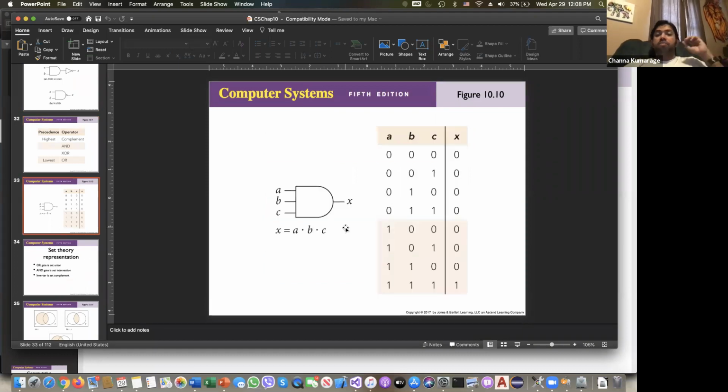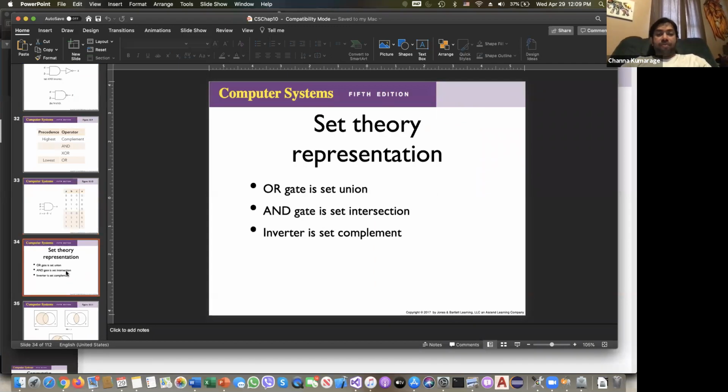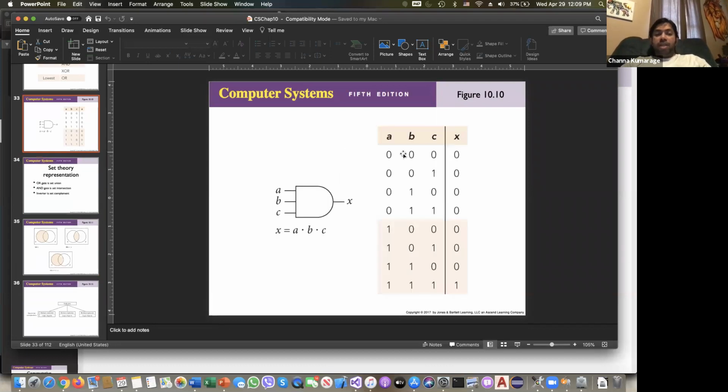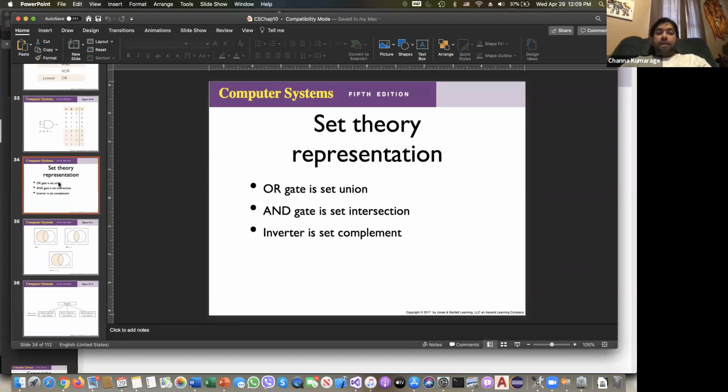Now, how about when you have 3 inputs, A, B, C? In an AND gate, even if you have 3 inputs, the result is positive only when all 3 of them are positive. In every other scenario, the output remains false, or 0. Keep those in mind because we're going to use them in a minute.